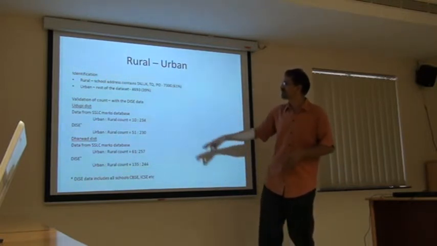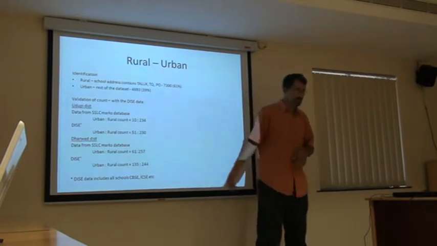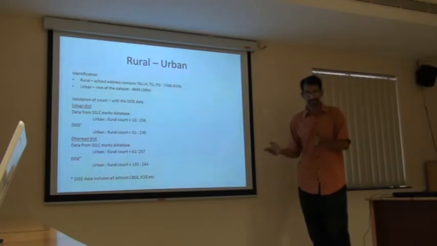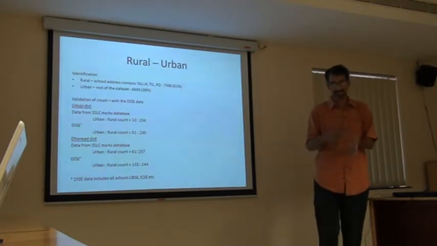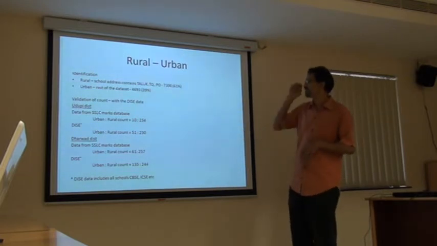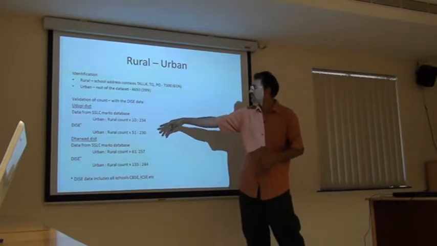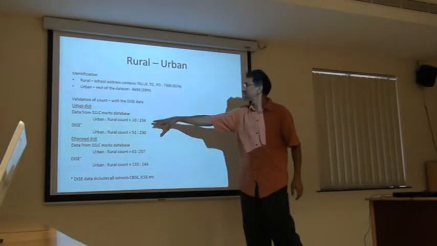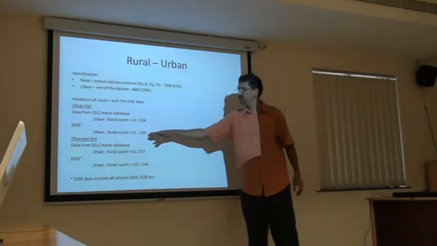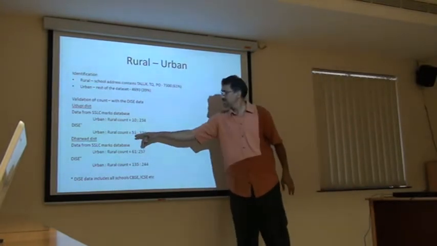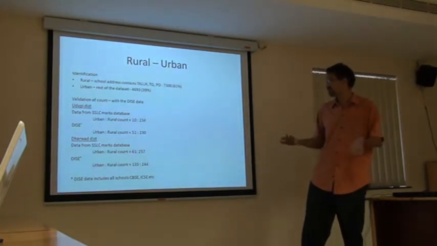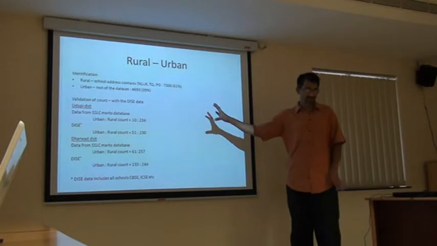We used something called DISE, which is a government database, which is slightly different from this because they include private schools, CBSE, ICSE, and all the schools. So their numbers are usually a bit higher than what we have. For example, Udupi: what we have is 10 urban schools and 234 rural, and they have about 51 and 230. This is probably accounted for by a lot of the CBSE and ICSE schools or international schools, whatever it is. So we felt it's quite comfortable with what we have.